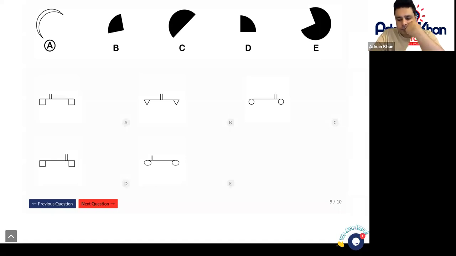I think it would be D. Why do you think it would be D? Because it's the one that is least similar to the other ones. Okay, so in what sense do you mean it's least similar? Okay, so let's have a look at this.